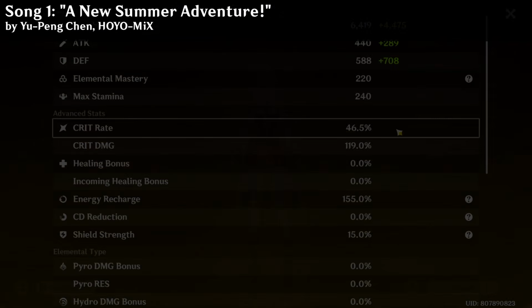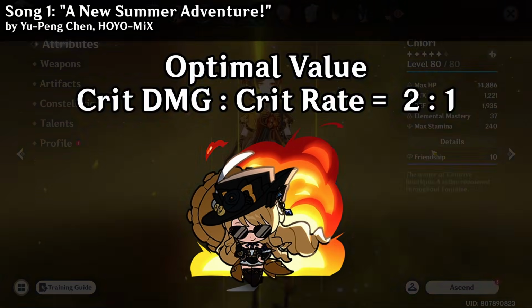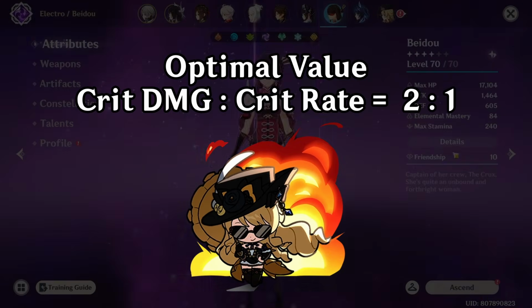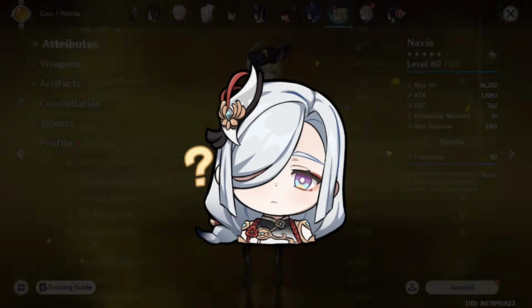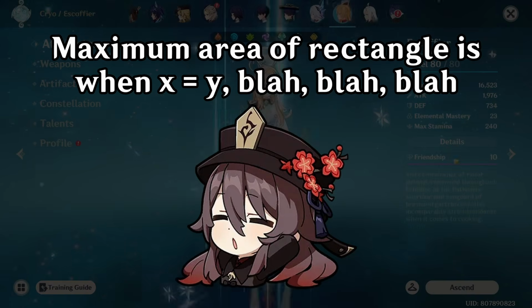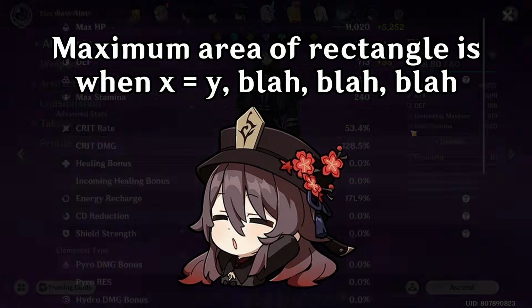In Genshin Impact, it's a staple that 2:1 is the optimal value for your crit damage to crit rate ratio. But where does this number even come from? Spoilers, but crit damage being twice of crit rate isn't the full story.